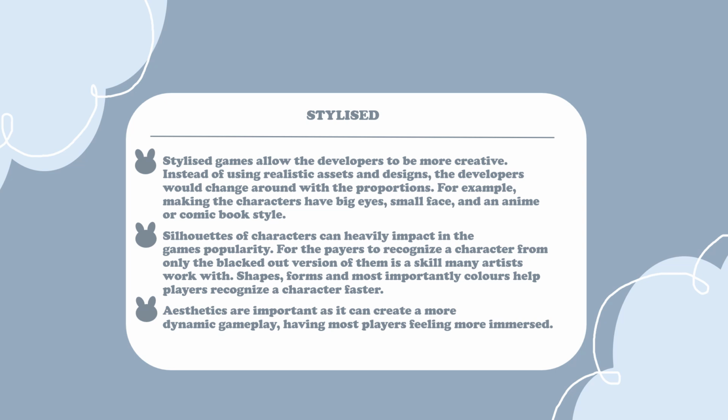Silhouettes of characters can heavily impact the game's popularity. For the players to recognize a character from only the blacked out version of them is a skill many artists work with. Shapes, forms, and most importantly, colors help players recognize a character faster. For example, people would normally associate the colors red and green with the characters Mario and Luigi.